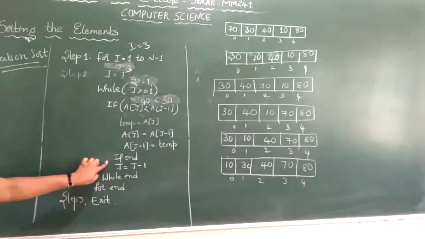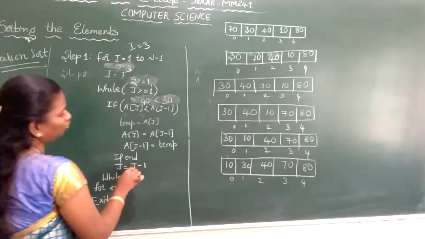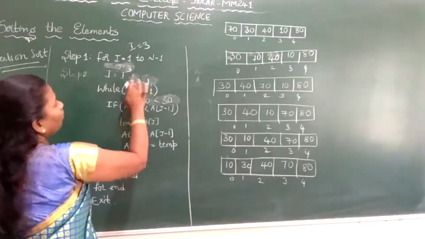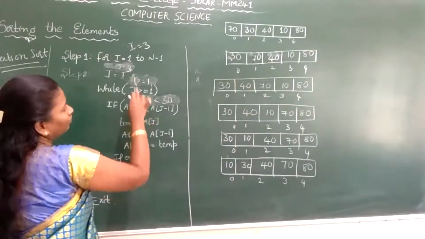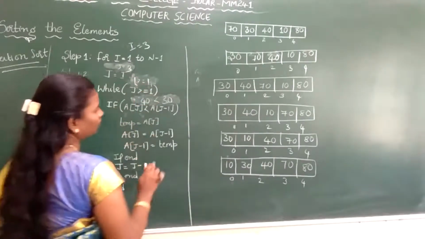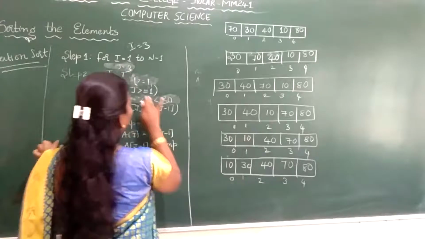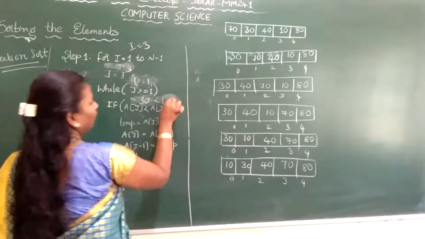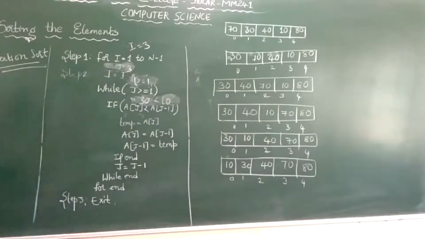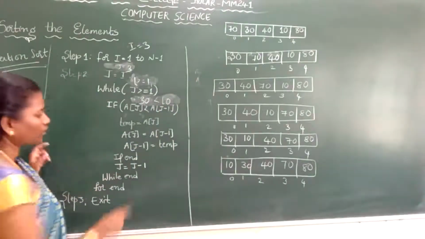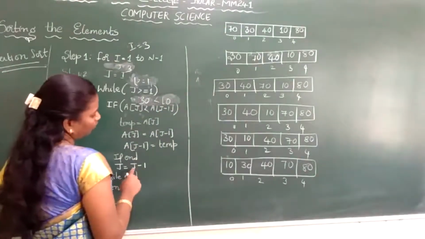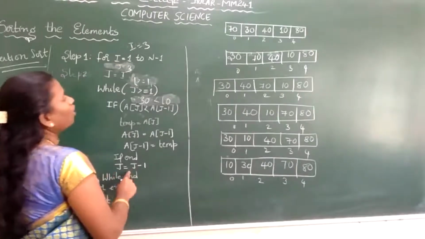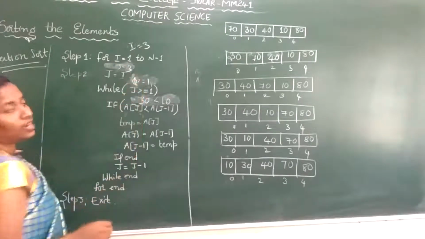Your j value was 2. 2 minus 1 is 1. Now 1 is greater than or equal to 1. Yes, condition satisfied. What is A of 1? A of 1 is 30. 1 minus 1 is 0. What is there in the 0 position? 10. Is 30 less than 10? No, the condition fails. Now j value was 1. 1 minus 1 is 0. So here, is 0 greater than or equal to 1?